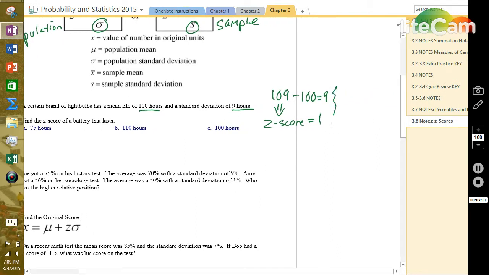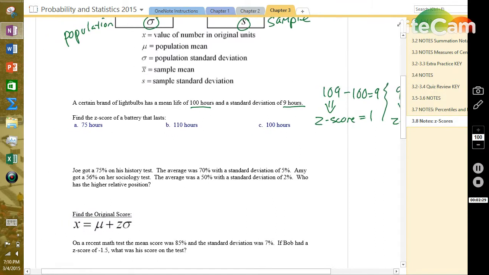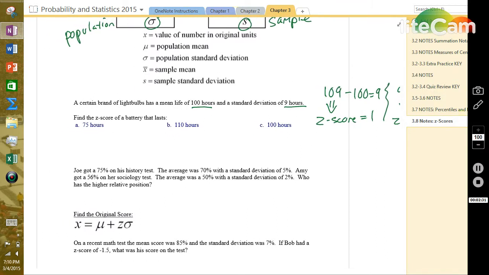Likewise, if we had a score of 91, that's negative 9 away, which is just a standard deviation below, so my z-score would be negative 1. However, these three examples here, A, B, and C, are not whole number multiples away from the mean.